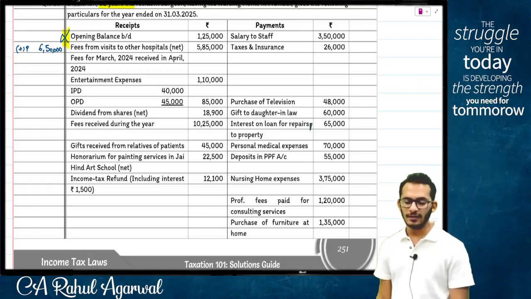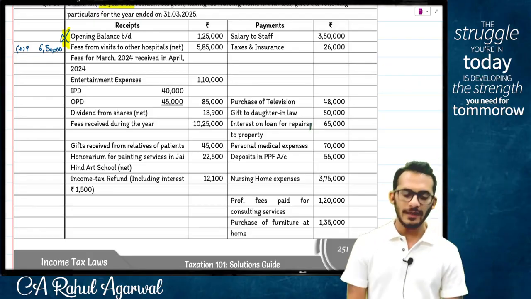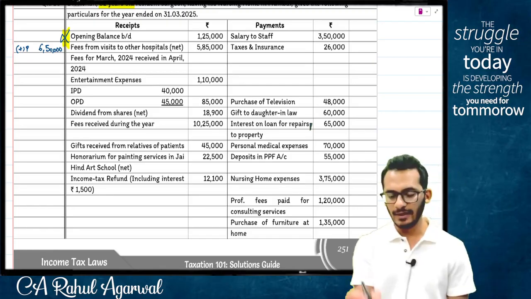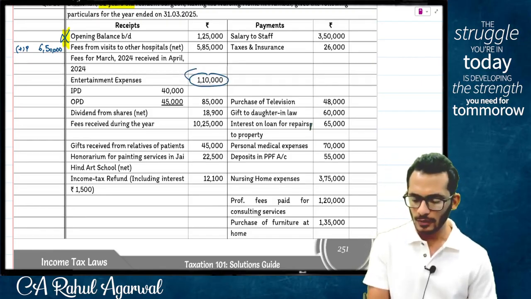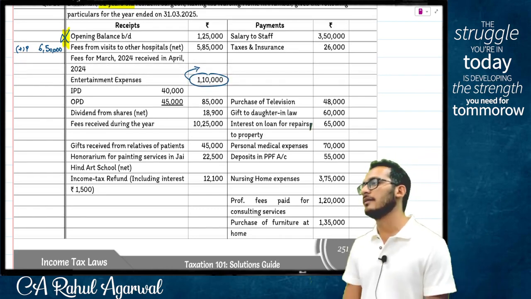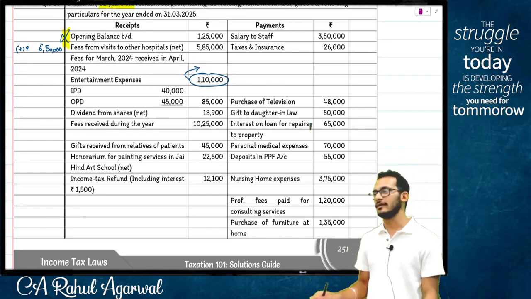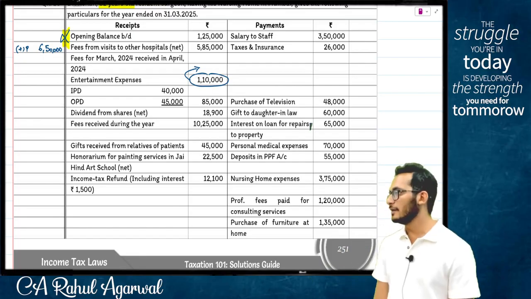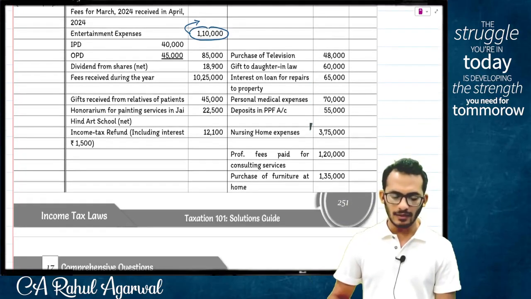Next, fees for the month of March 24 received in April 24 is 1,10,000. March 24 payment received in April. The question is whether I should take it or not. It will depend on whether I'm following cash basis or mercantile basis. Let's come down and check.